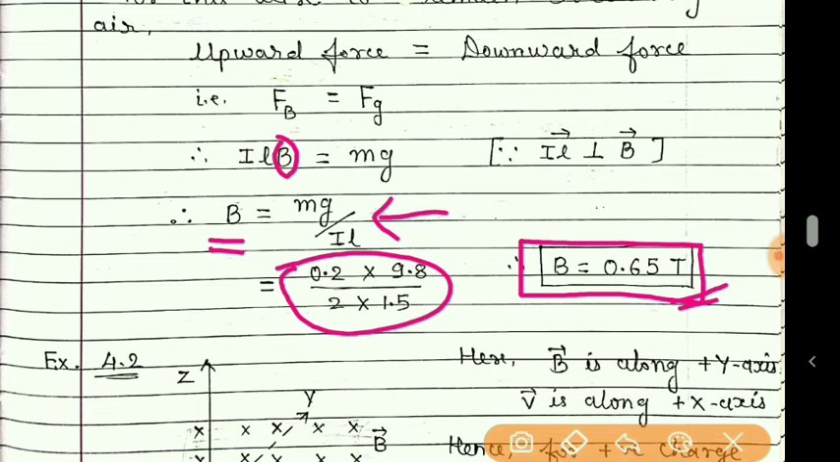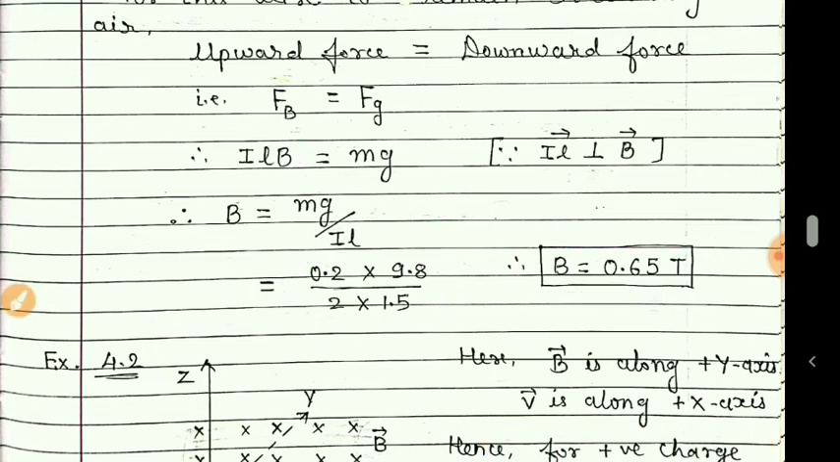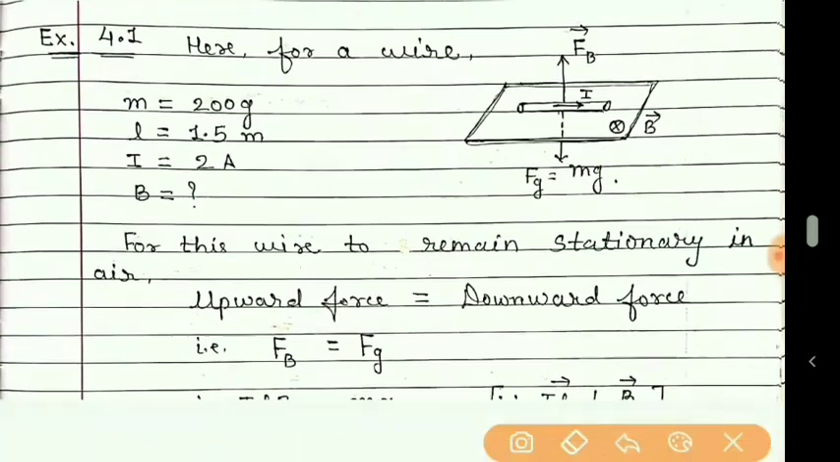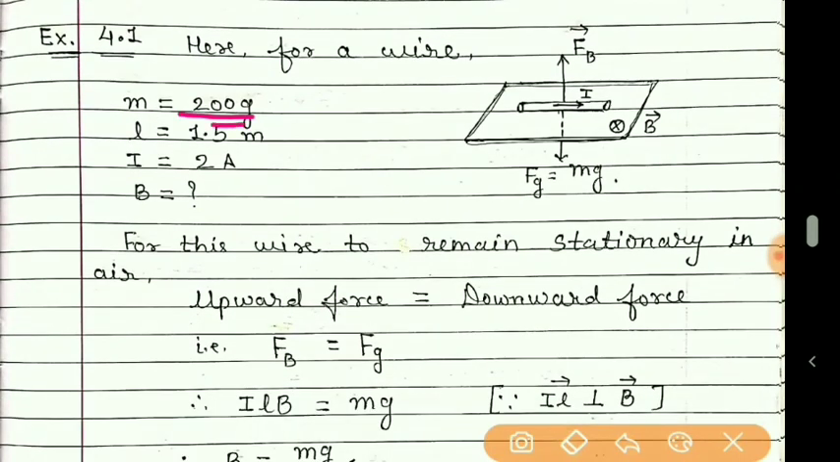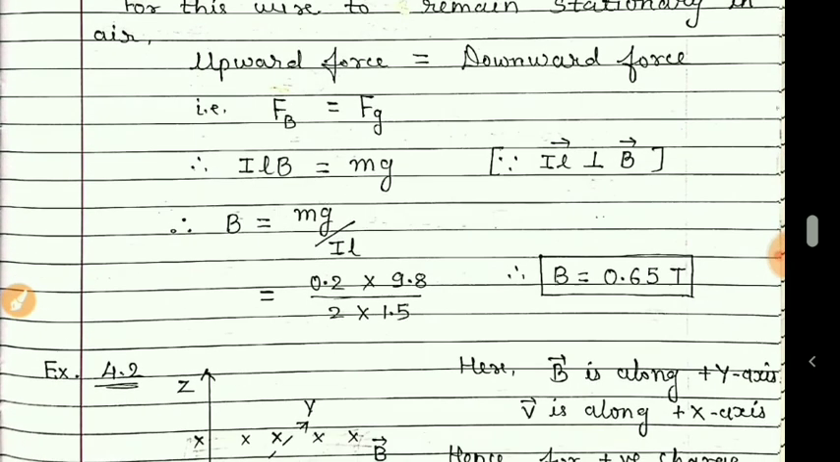0.65 Tesla. Students, whenever you put the values, this value should be in SI system. Here mass is given in gram, so we have to convert that gram to kilogram. Dividing this by 1000, we will get it as 0.2, and so here when we have kept the value of mass, we have taken 0.2, it is 0.2 kg.